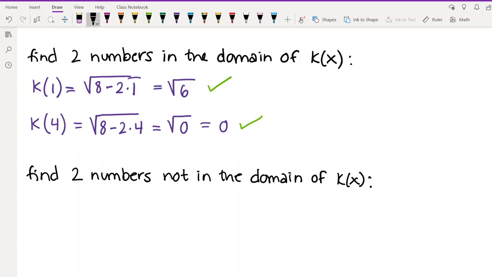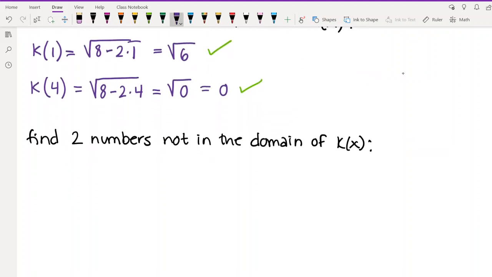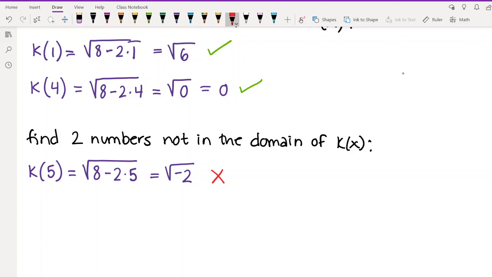Okay, so now we're looking for numbers that when we plug them in, we get something negative under the square root. We already talked about this, but we want to make 2x bigger than 8, because if 2x is bigger than 8, we'll get a negative when we subtract it. One way we could do that is by plugging in 5, right? K of 5 would give us the square root of 8 minus 2 times 5. That is equal to the square root of 8 minus 10, which is the square root of -2, and that is undefined.